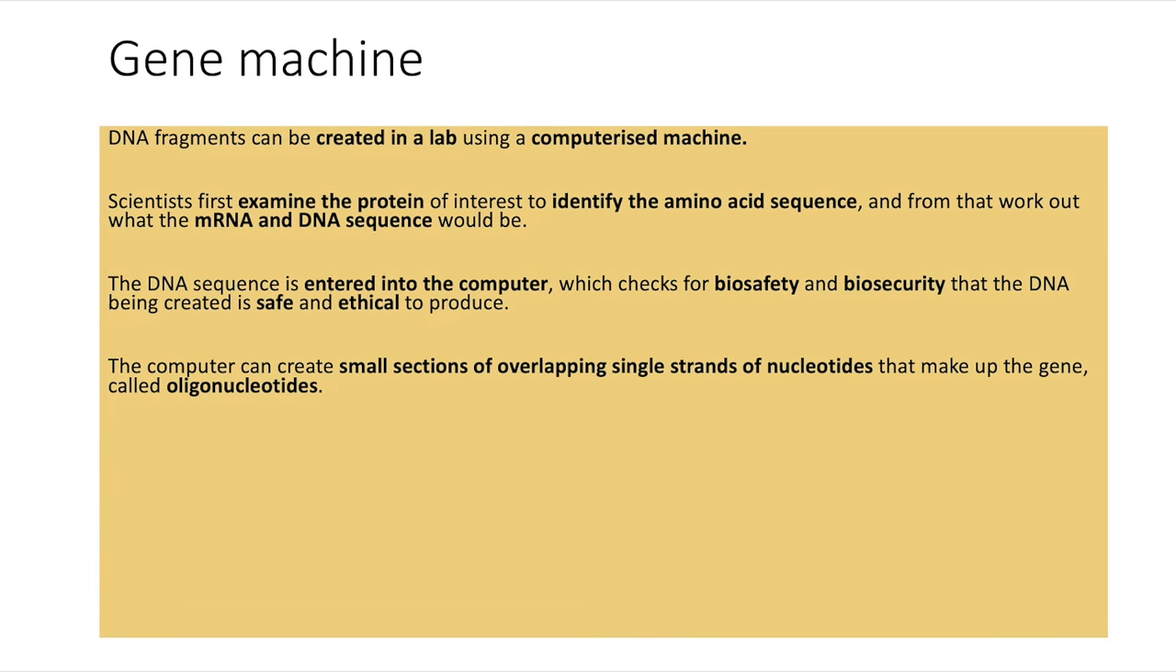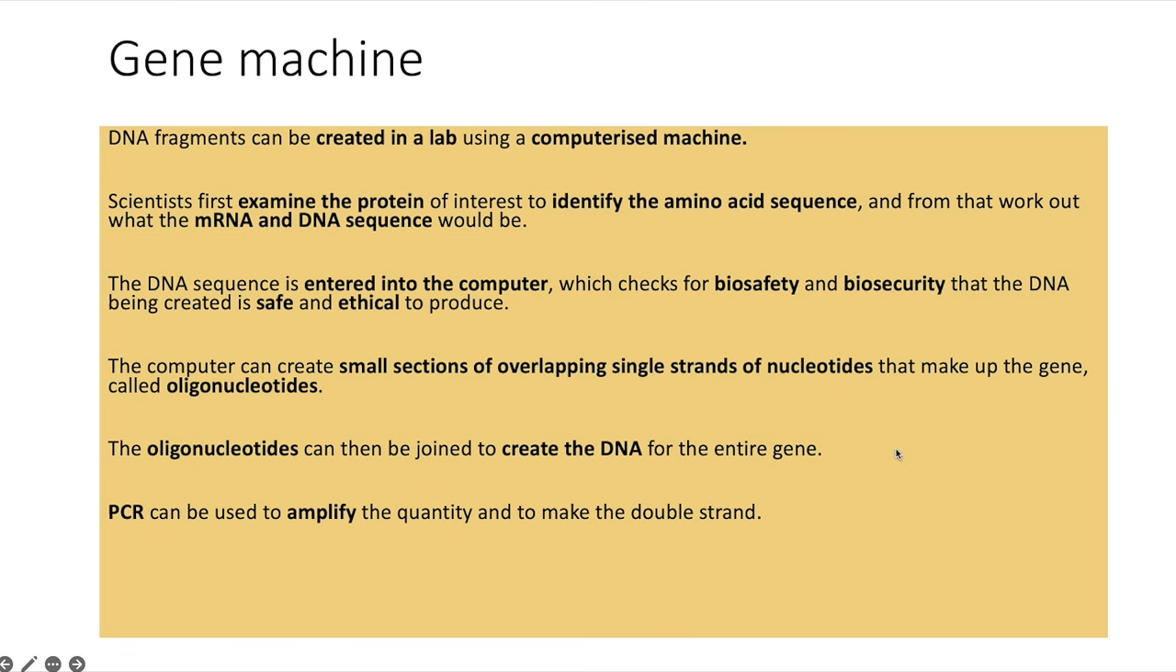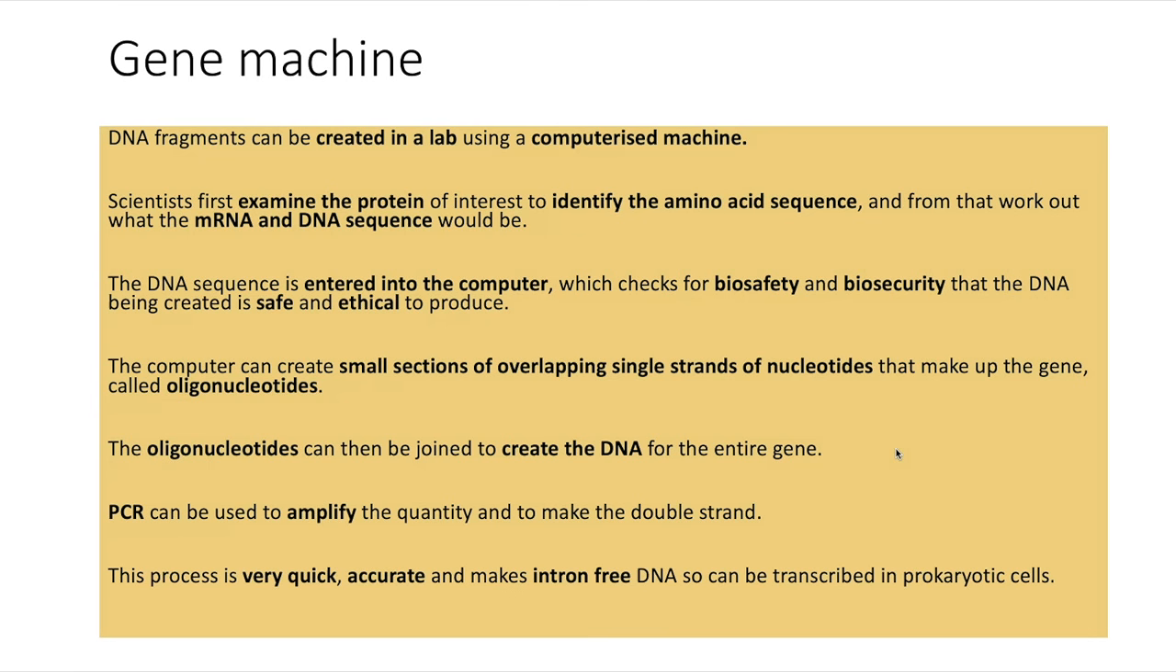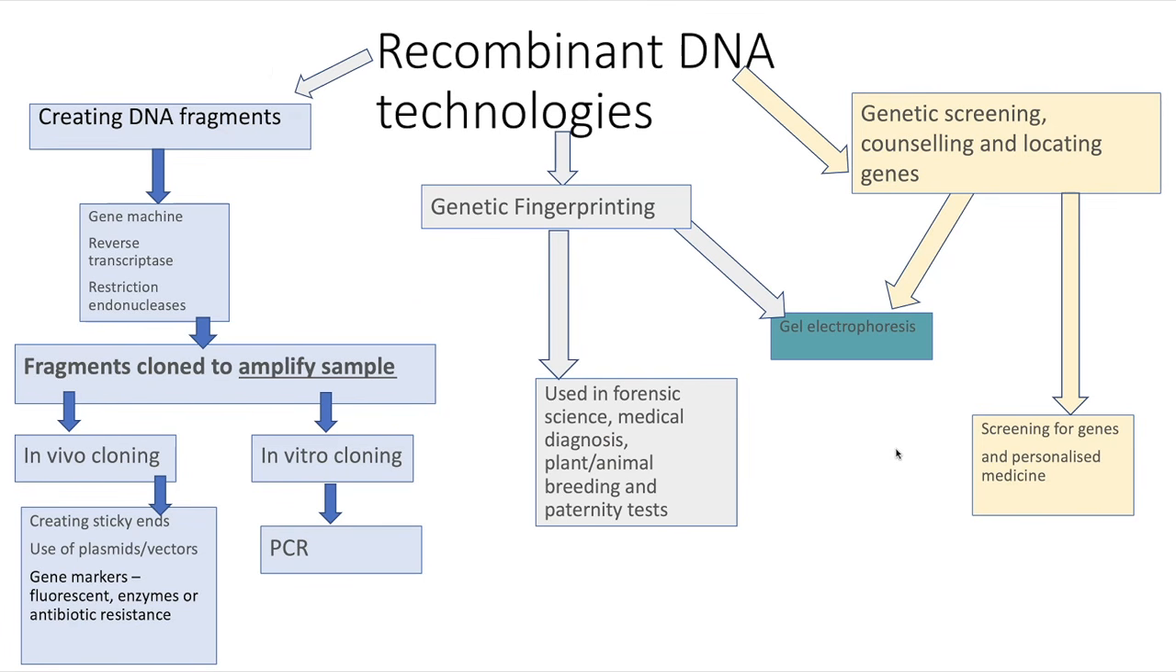The computer then creates small sections of overlapping single strands of nucleotides that make up the gene called oligonucleotides. Oligonucleotides can then be joined to create the DNA for an entire gene. Once you've done that, PCR is then used to amplify the quantity and to make it double-stranded. So this process using a gene machine is very quick, it's accurate, and you can also design it so it's intron-free. So that's how we create our DNA fragments.